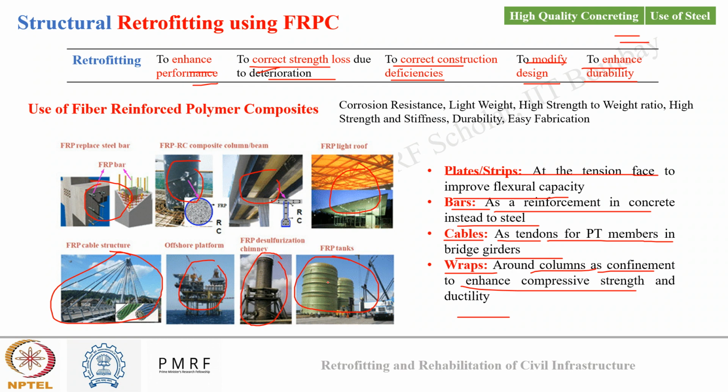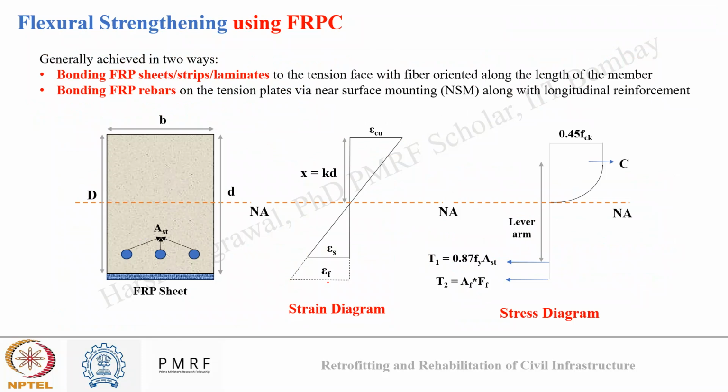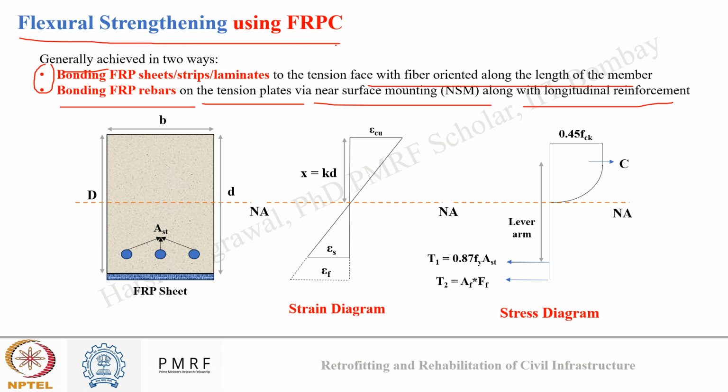Now since a structure may become critical for different reasons, strengthening of a structure is generally classified into three categories that we already know. It can be flexural strengthening, shear strengthening, and axial strengthening. So let's see how FRP is used in each of these categories. When we talk about the use of FRP for flexural strengthening, it is generally achieved in two ways: either by bonding an FRP sheet, strip, or laminate on the tension face with fiber oriented along the length of the member, or by bonding FRP rebars on the tension face via near surface mounting along the length of the reinforcement. Using both of these ways, we can cover flexural strengthening using FRP.